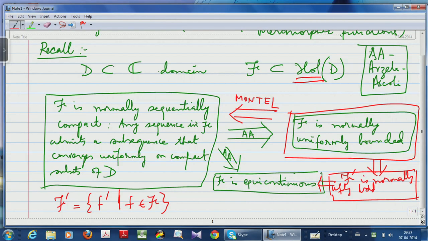Somehow you can see that in this whole game you have to pass through this red box that I have put here, which is that the derivatives are normally uniformly bounded. That will work for analytic functions as it is, but will not work for meromorphic functions, because the problem will be at the poles. At a pole, I cannot apply any kind of Cauchy integral formula. In fact, even the derivative at a pole is not defined. It's a singular point. So I am in trouble.